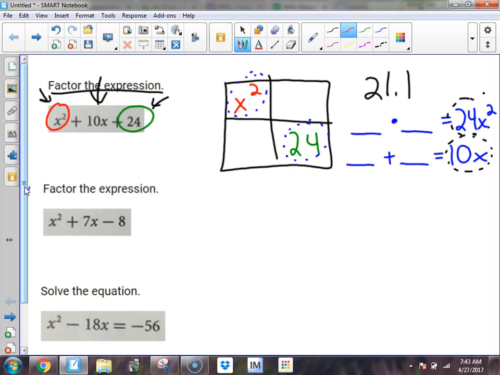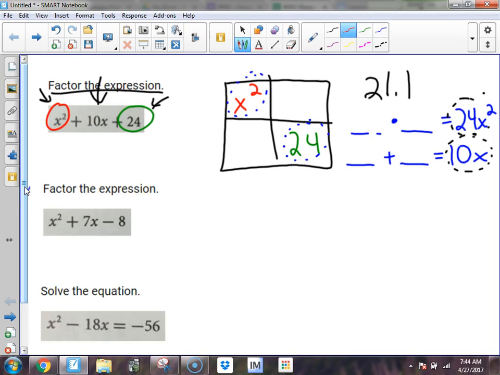Let's start with this one. 2 times 12. Okay, let's see if this works. 2 times 12, and actually 2x times 12x, right? 2x times 12x will give me 24x squared. But does 2x plus 12x give me 10x? No. It'll give me 14x. So then I have to start with a different one.